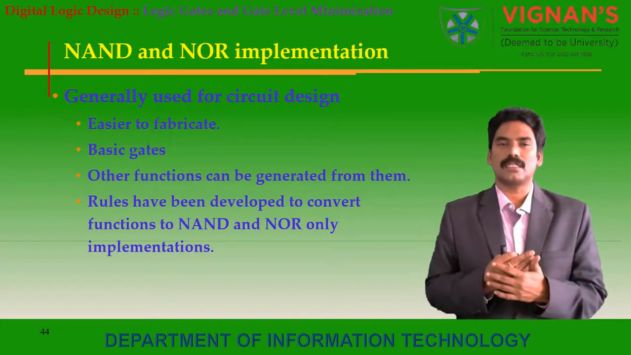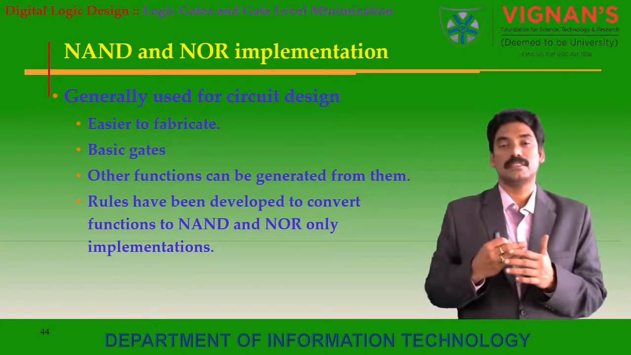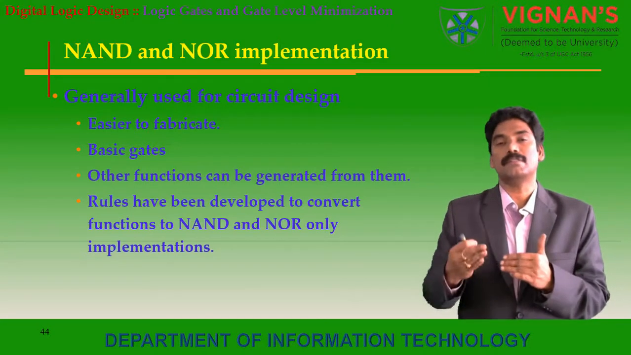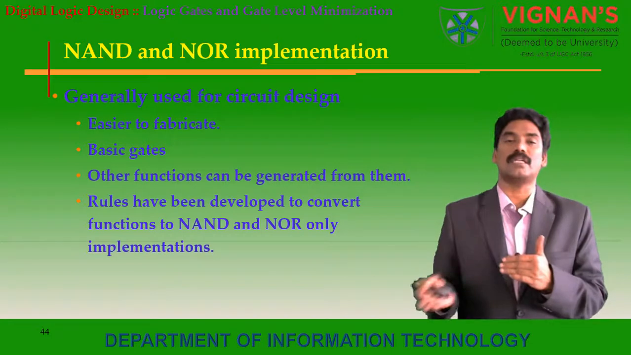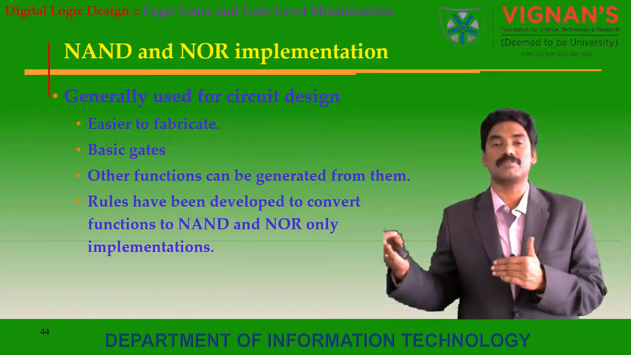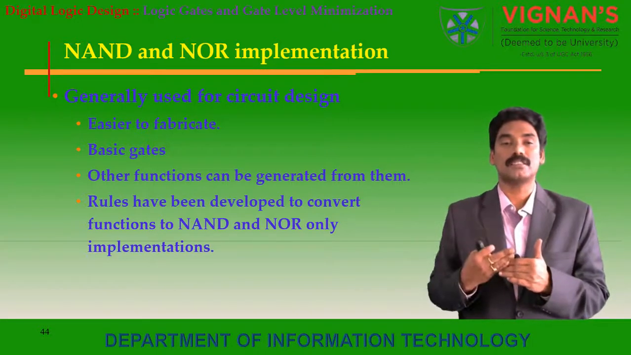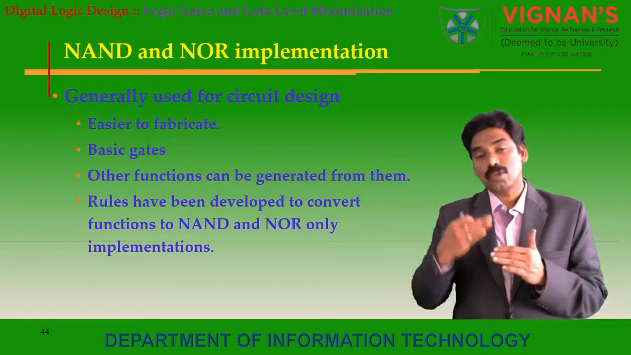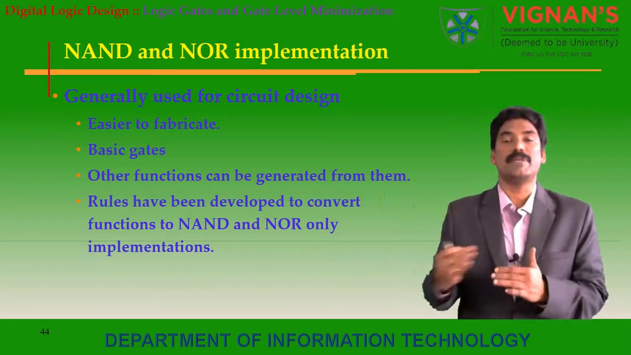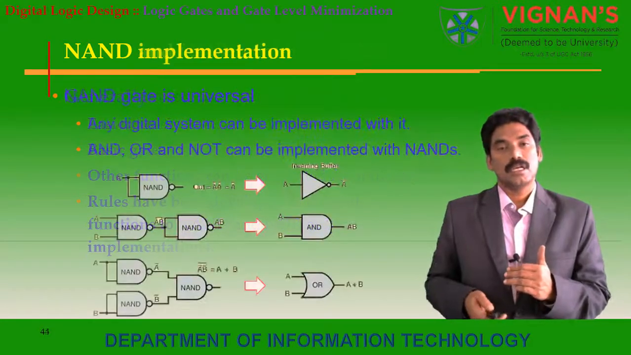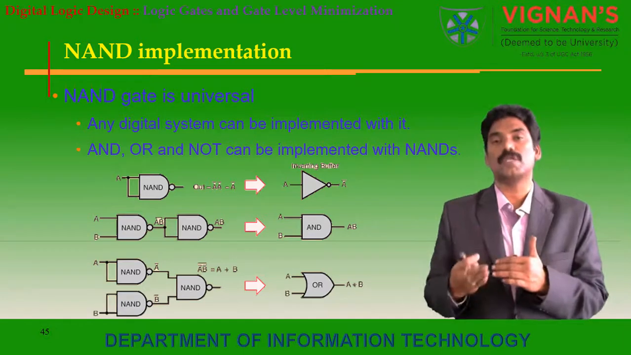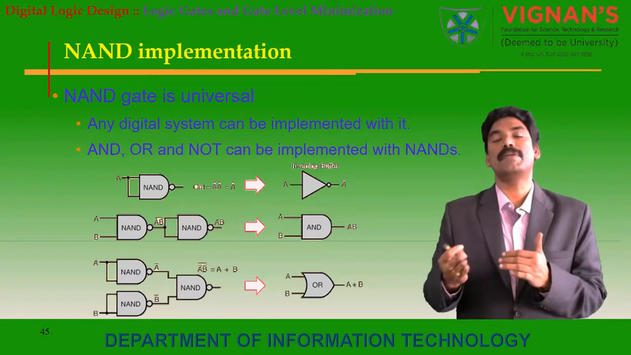These NAND and NOR gates are generally used for circuit design, and they are easier to fabricate. We can implement basic gates by using these NAND and NOR gates. Other functions also can be generated by using these gates. And rules have been developed to convert functions to NAND and NOR only implementations. The NAND gate is called a universal gate because we can implement any gate.